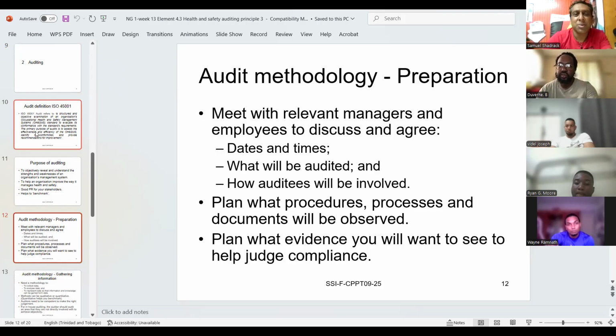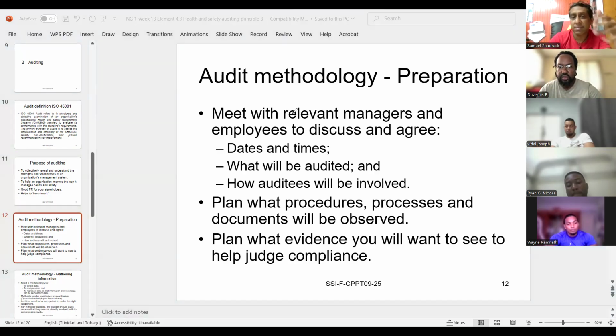All right. So just for your interest, right? An audit is like an exam, but you are the examiner. So just think of it like that, an audit is like an exam, right? So if you're going to give students an exam, you have to tell them before. So this is why you have to plan the date and time before, right?